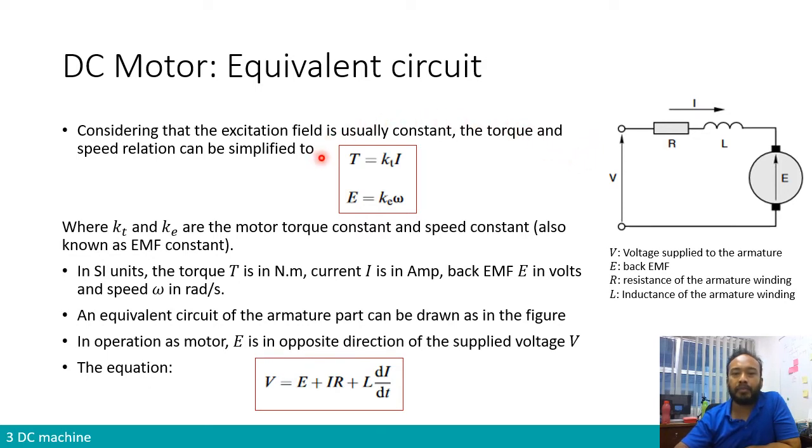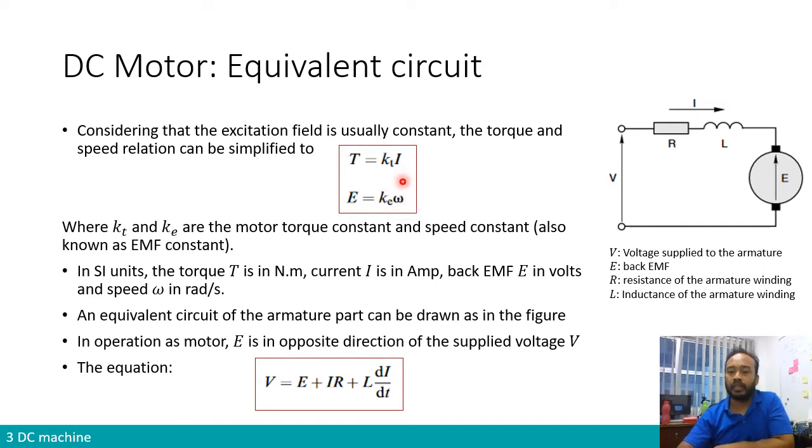From the two characteristics of the DC machine just now, the relation between torque and current, and the relationship between back EMF and speed, we can write them as follows. Imagine we have a constant field flux. So we have a constant Kt, the torque constant, and Ke, the speed constant, also known sometimes as the back EMF constant. We have these two very important equations for a DC machine. Torque equals Kt multiplied by the current. E, or back EMF, equals Ke multiplied by omega, the rotational speed.